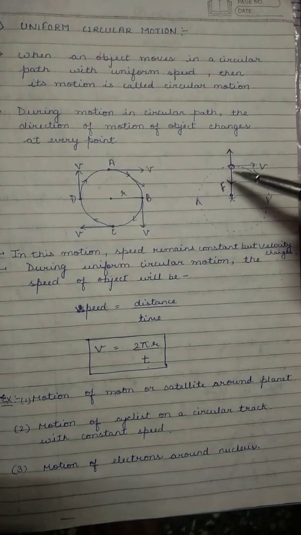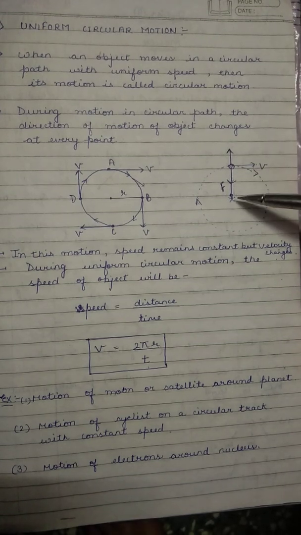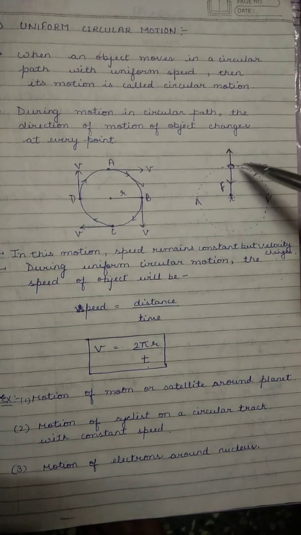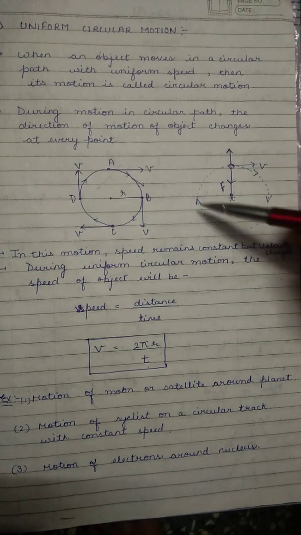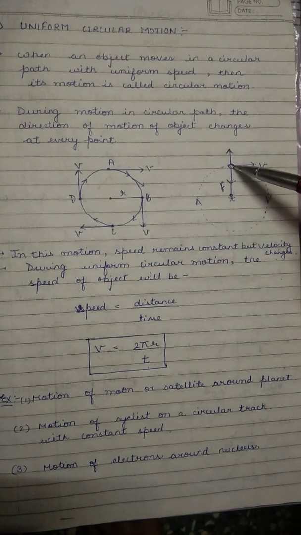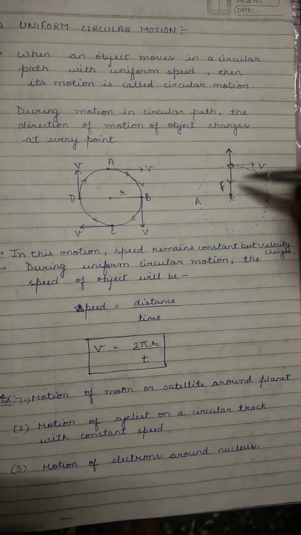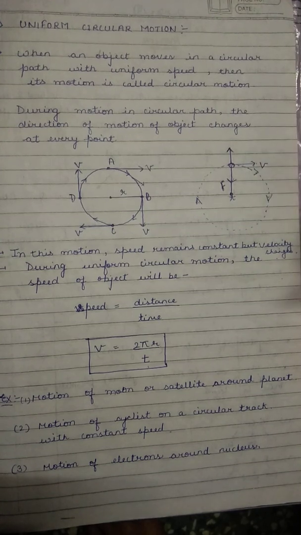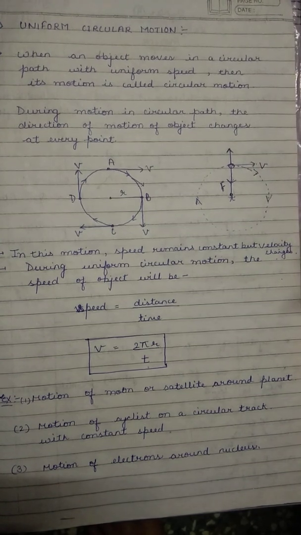Now we will take an example also. Suppose a person has taken a stone and tied it at the end of a string, and is now making the stone move in a circular path. We know that the person holds the stone in his hand with the help of a string.